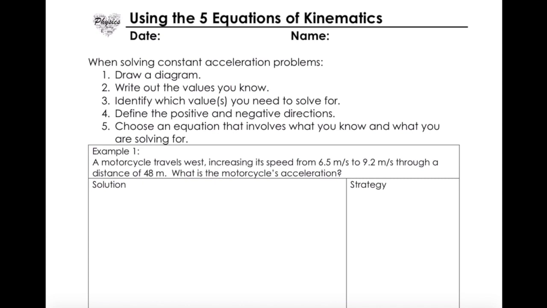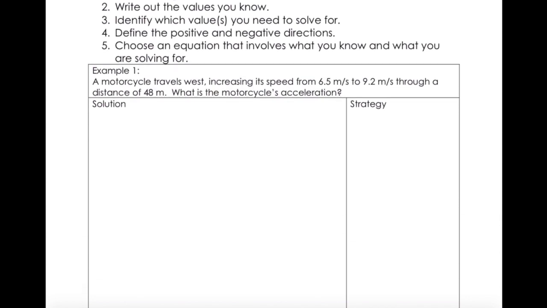And then, like I said, for number 1, you're going to define the positive and negative direction, so it helps whenever you draw a diagram. And then choose an equation that involves what you know or what you're trying to solve for. Okay, so we're going to do some examples together.